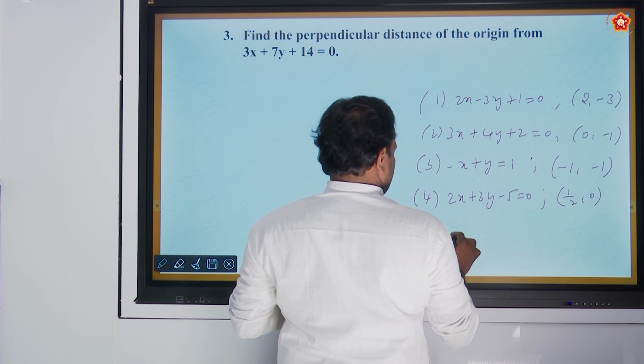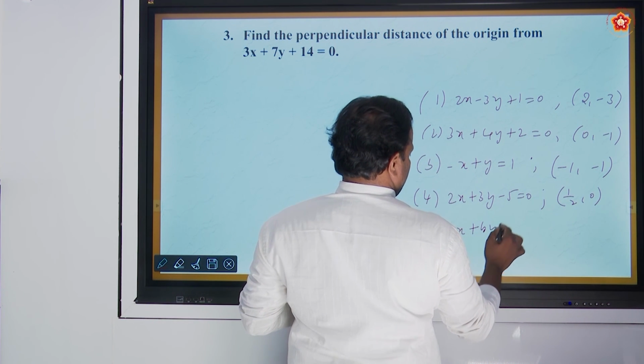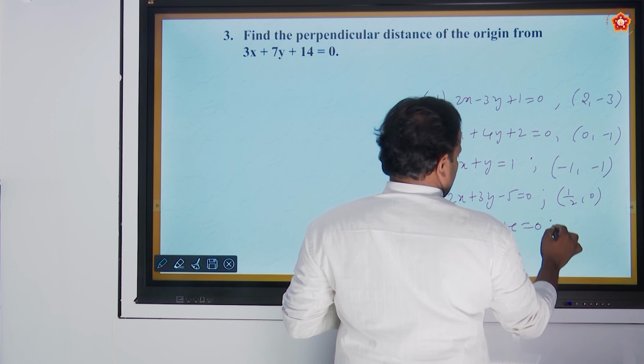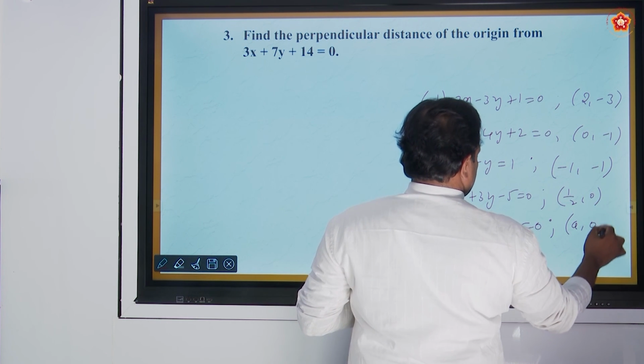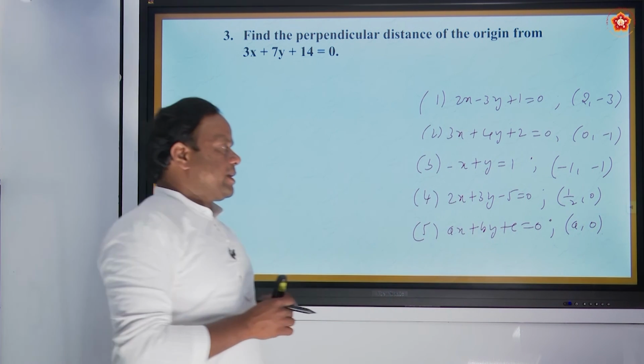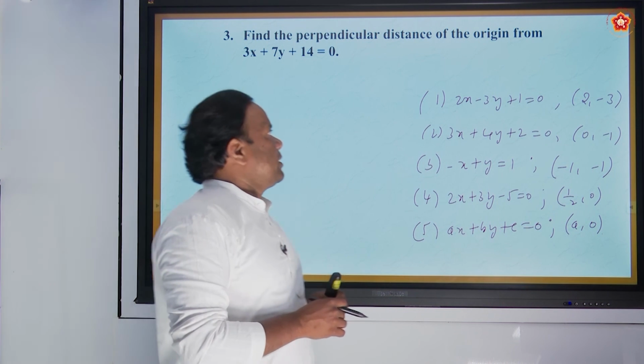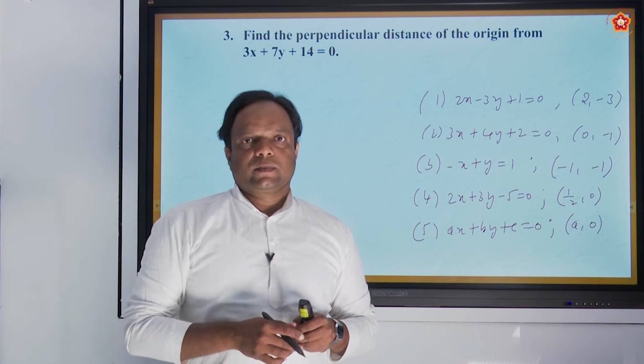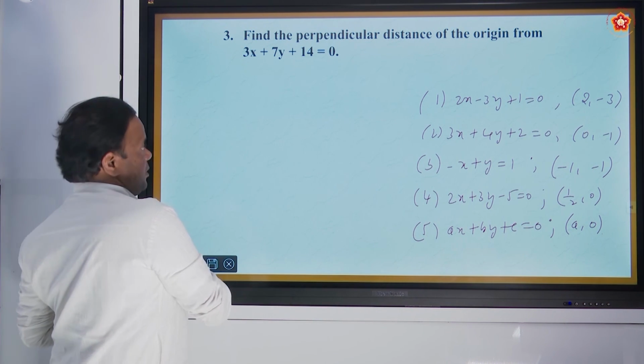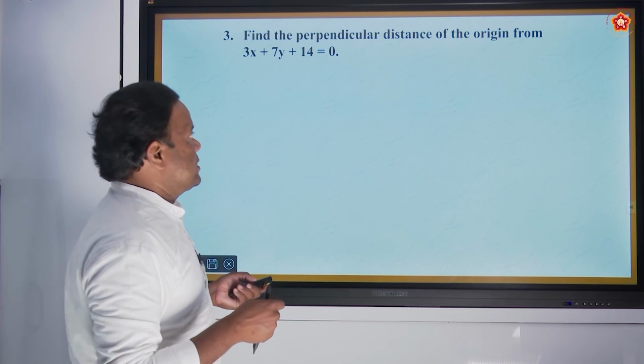And the fifth one is ax + by + c = 0, the point is (a, 0). Okay, these are your homework or assignment questions you have to solve. I think you understand all the problems. That is depending on the formula for the length of the perpendicular from the origin.